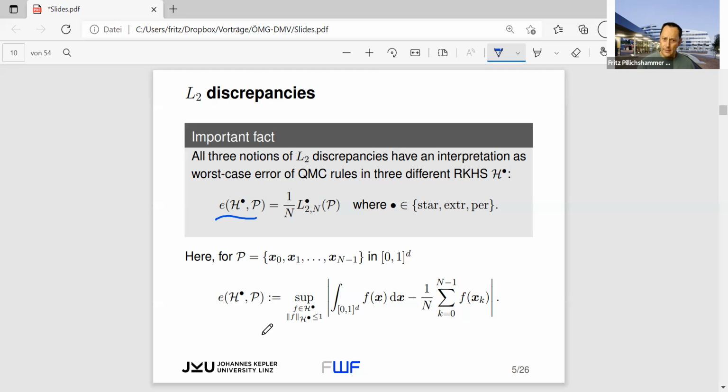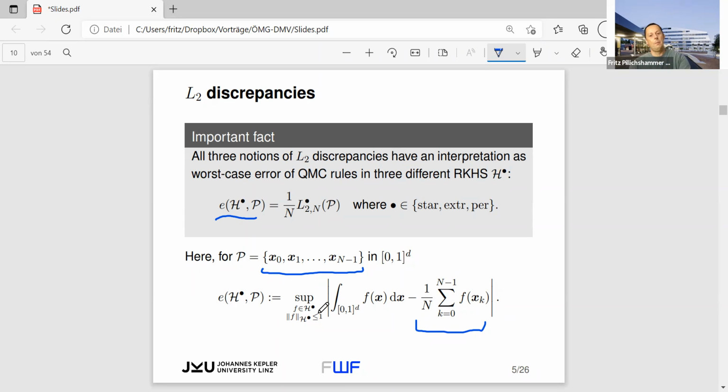I just add here the definition. So we are studying quasi-Monte Carlo integration for functions from the space H. Here you can see a quasi-Monte Carlo rule, which just computes the average of function evaluations over the finite point set P. And we use this quasi-Monte Carlo rule to approximate the integral of the function f over the cube. And we are interested in the absolute error of this rule over the unit ball of the function space. And this is the worst case error in which we are interested.